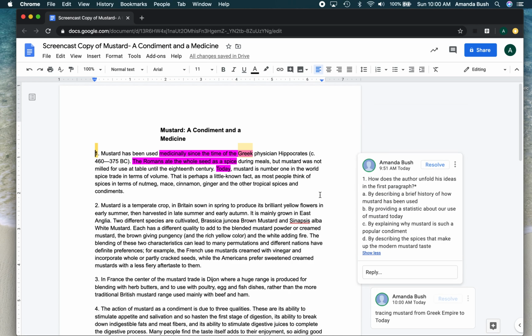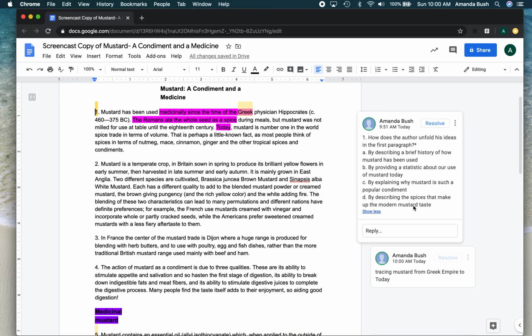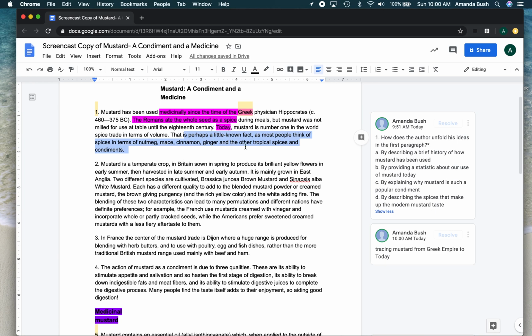So if I'm looking at this question, I can begin to start to evaluate why this is so important. By describing that spices help make up modern mustard taste, well, that's only one fact right here at the very end. So I would go ahead and make sure that I would disprove using that by explaining why mustard is such a popular condiment. Well, it was popular with the Romans. It's popular in the 18th century, and it's popular today.